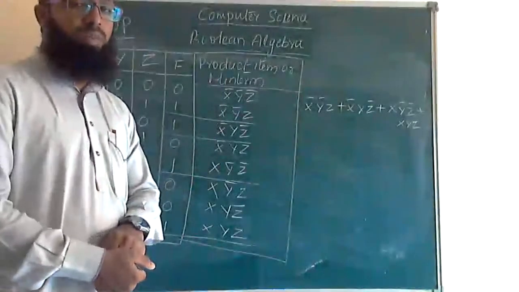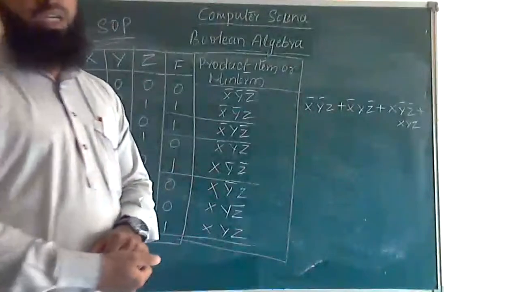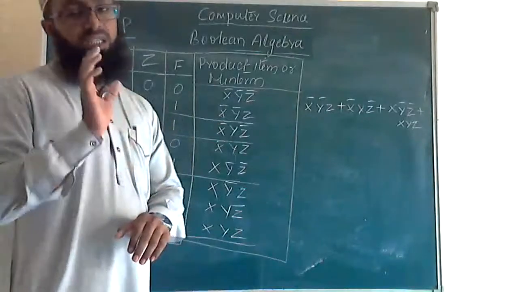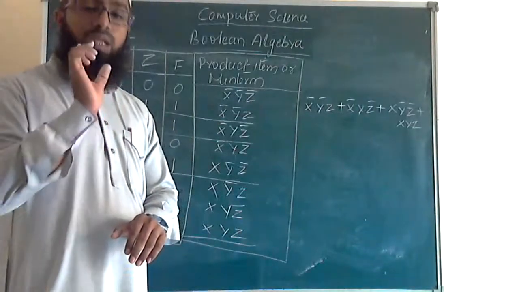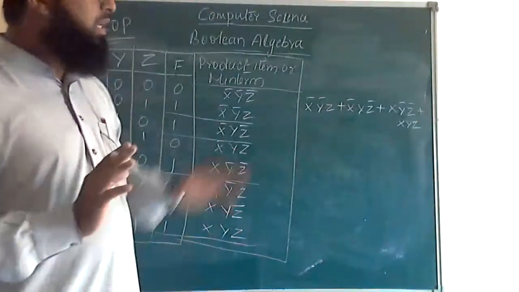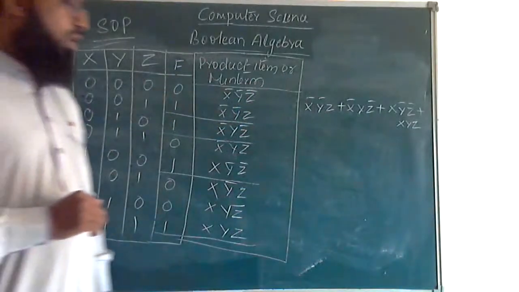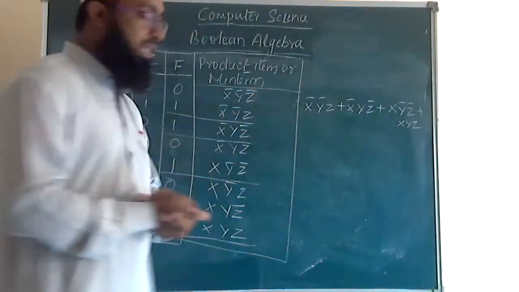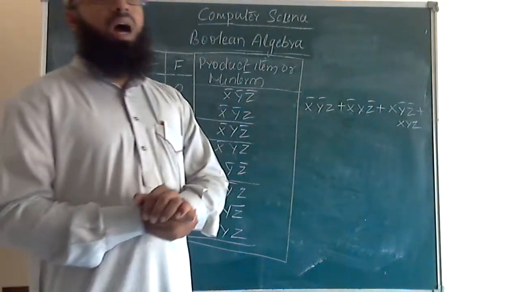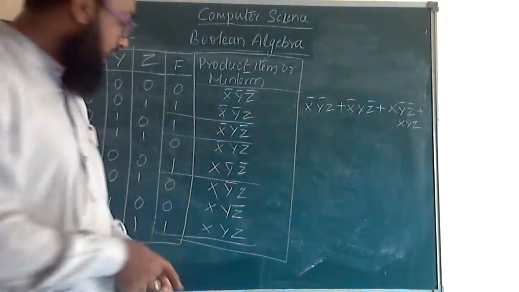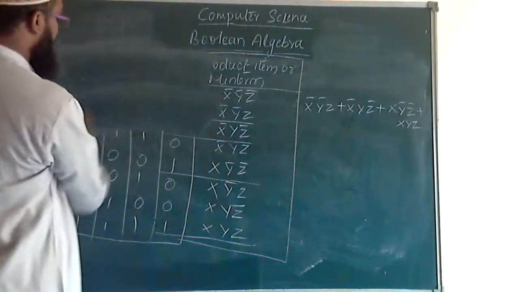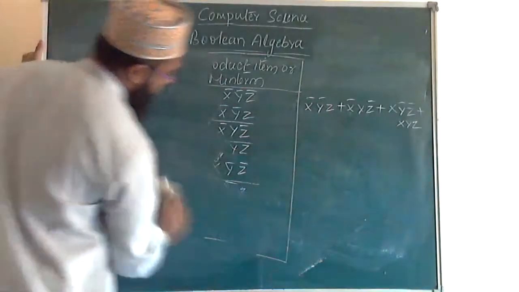Canonical SOP form means when a Boolean expression is expressed completely in min terms, as the sum of min terms, that is called canonical SOP form. This is by the truth table method. Now one more method is there, that is the algebraic method. Now we are going to discuss the algebraic method of canonical SOP form.